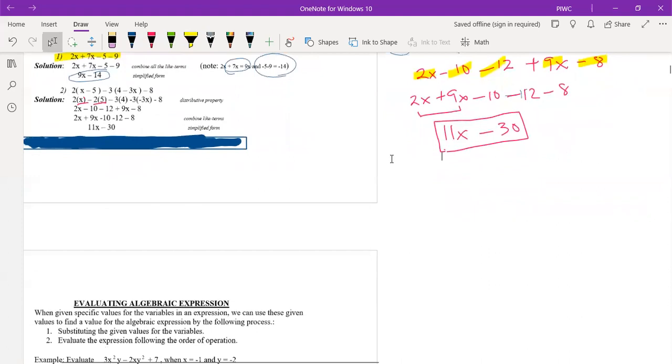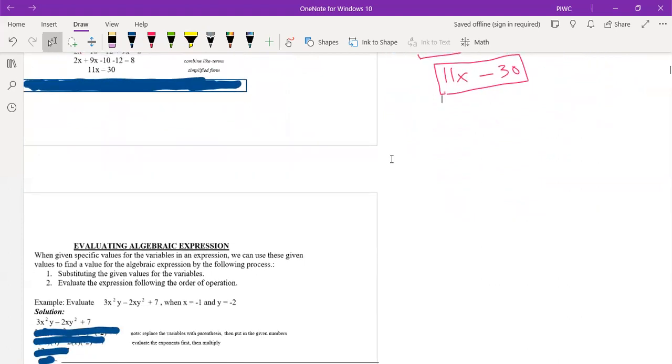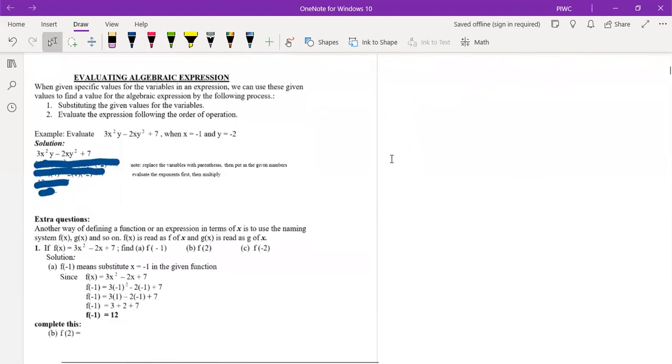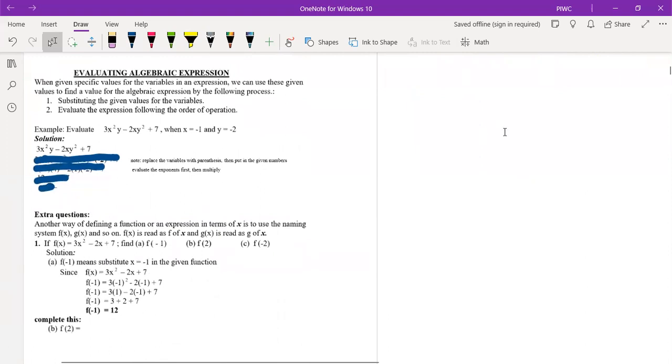Now let's look at how to evaluate algebraic expressions. How do you evaluate algebraic expressions? When given specific values for a variable in an expression, we can use these given values to find a value for the algebraic expression by the following process. First, you substitute the given values for the variable. And then secondly, you evaluate the expression following the order of operations.